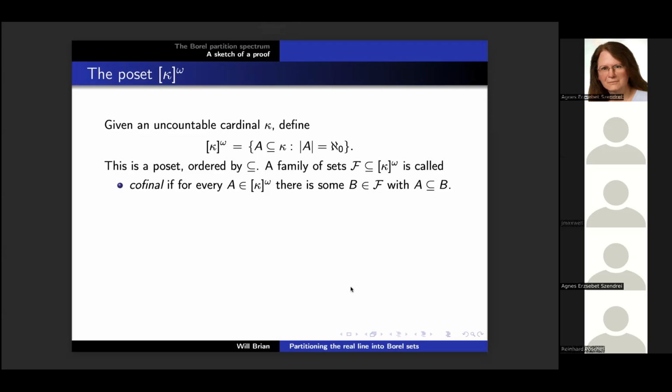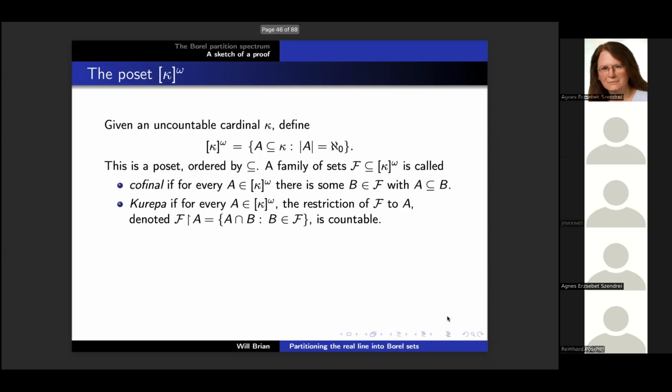And probably everybody here knows what cofinal means. So when you have a poset, a cofinal subset of the poset means that everything in the poset has something in your cofinal set that extends it. So here that is, with specifically extension meaning containment or inclusion. And then what is Kurepa?